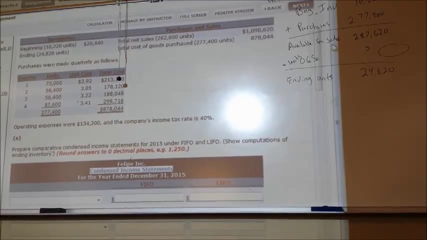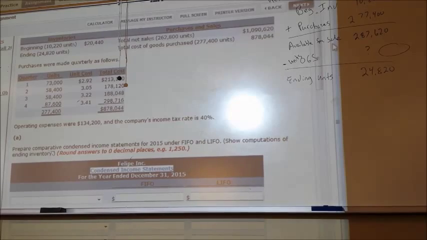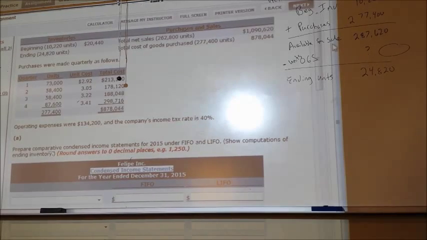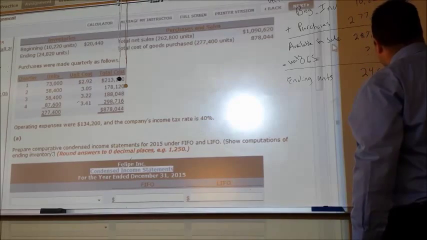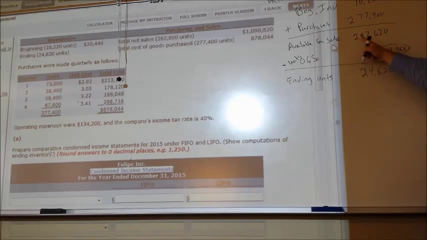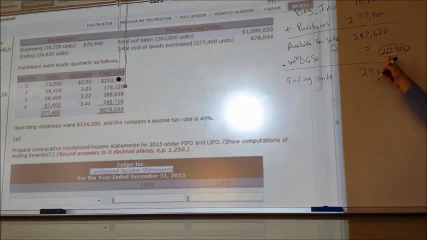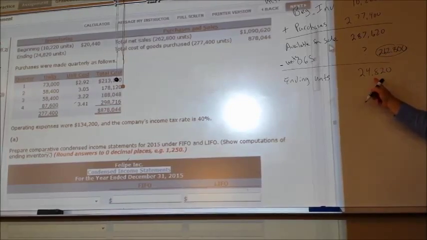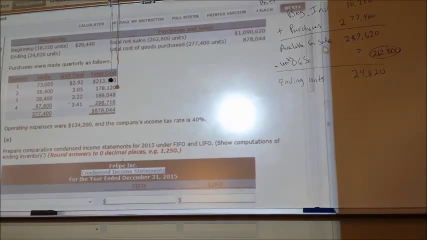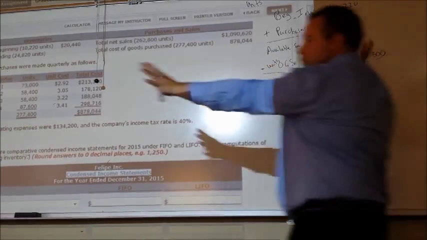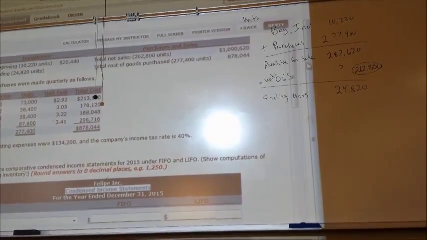So how many units did I actually sell? Somebody figure this up. 262,800. Yep. All she did is just take the difference between these two numbers: 287 minus the 262, what I sold, leaves me with 24,820.